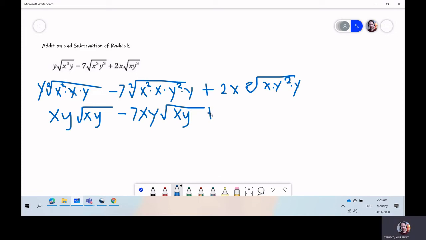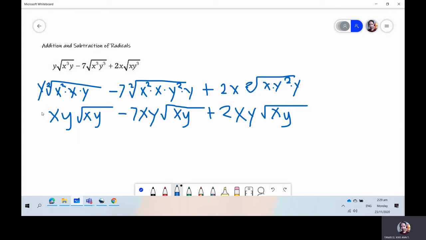The same goes with the last one. We have here 2x, y squared, and the 2 is divisible, so we have 2xy square root of x and y. Now we can see that the radicals are already the same and the variables are the same. So we can just combine everything.